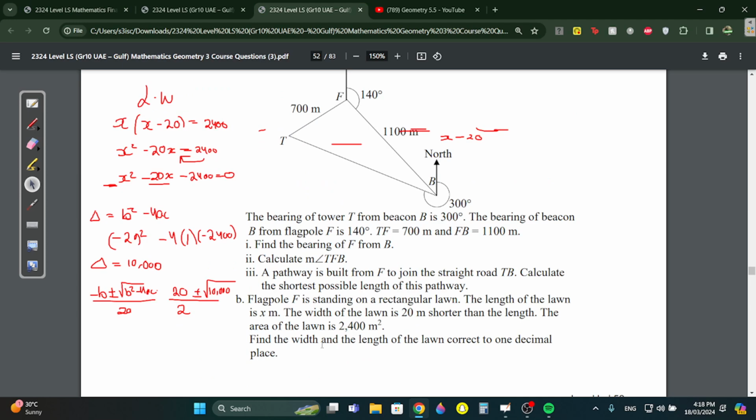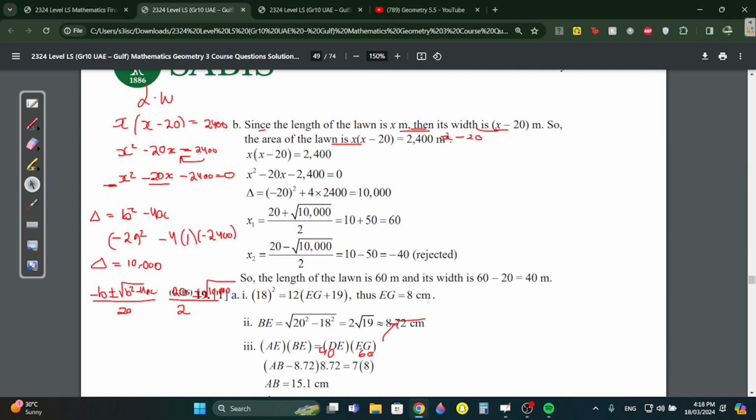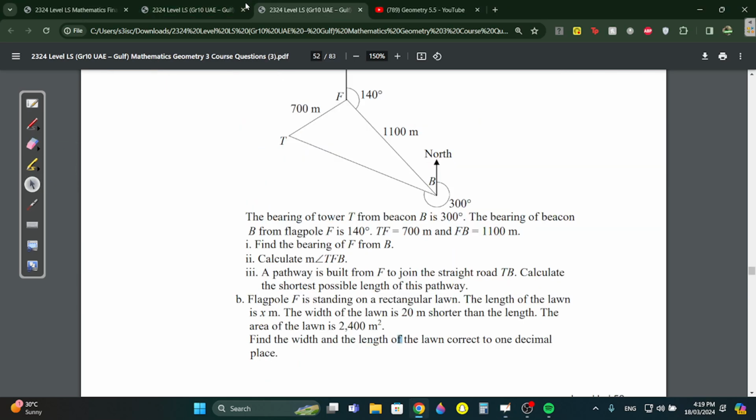Where were we? Yeah, they want the width and the length. If the length is 60, they said the width is 20 meters shorter than the length. So 60 minus 20 is 40 for the width. So you get 60 and 40. That's it for this one.